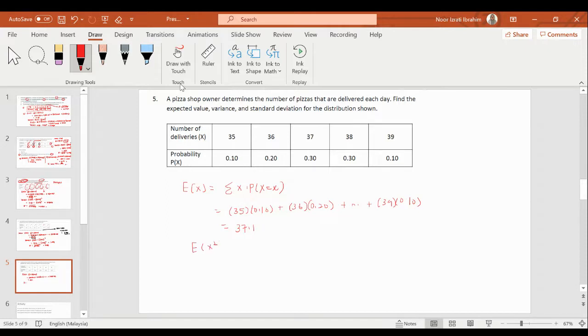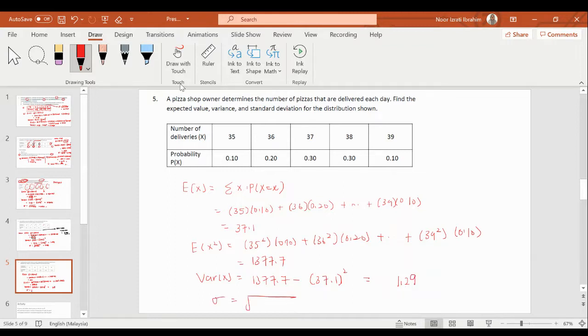To get variance, you have to get first E of X squared, which is 35 squared multiplied with 0.10 plus 36 squared multiplied with 0.20 until the last one, 39 squared multiplied with 0.10. This one you should get 1377.7. And to get the variance of X, it will be 1377.7 minus 37.1 squared. It will be equals to 1.29. And standard deviation is always square root of variance. Square root of 1.29 equals to 1.136.